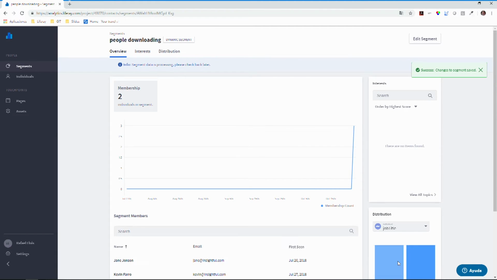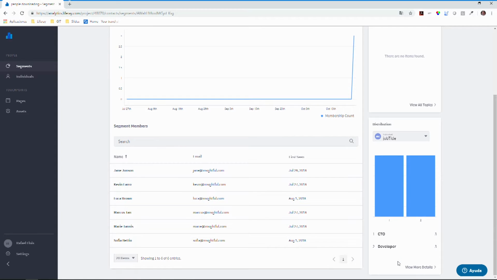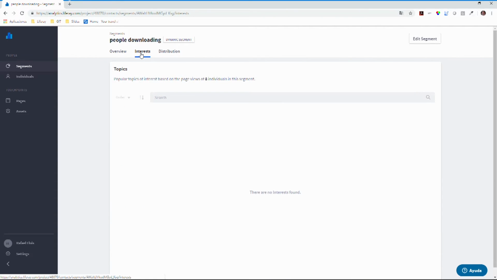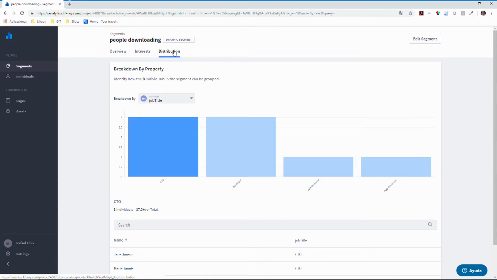That's it. I have that segment, and here we have 6 members. I don't know why we don't have 8. But we have some CTOs, developers, etc. in the distribution. We can see the distribution that we have created. The interests will come later on. Once you create the segment, Analytics Cloud starts analyzing the information, and in a few minutes, more or less 30 minutes, half an hour to an hour, you will start having data about the interests, and you also have data about distribution, etc. That was a segment. It was easy to create a segment.